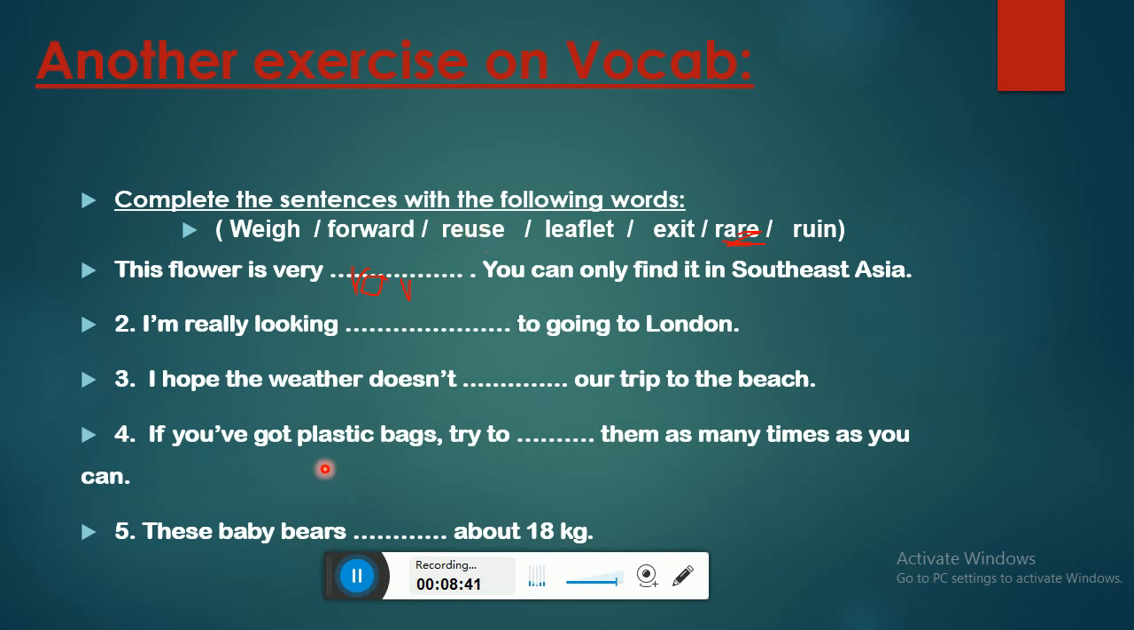Number five, these baby bears, what about kilograms? Of course, weigh. So weigh about 18 kilograms.